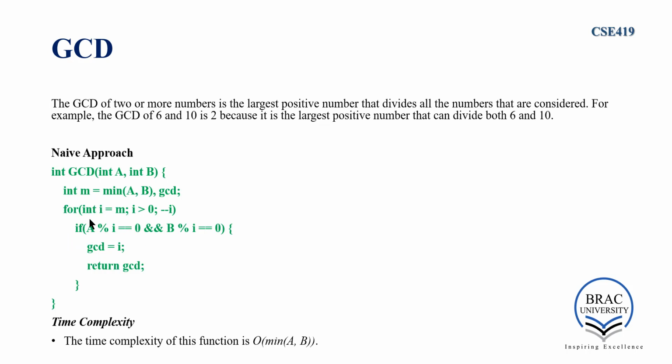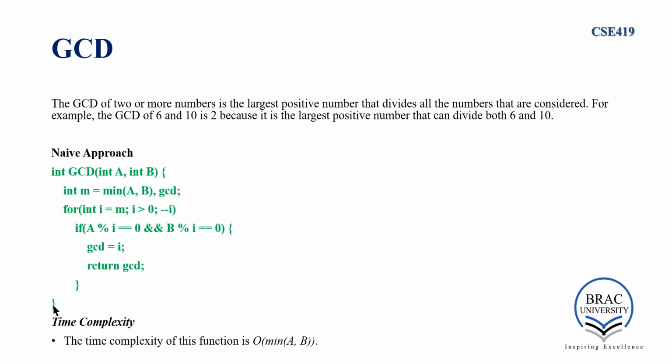Then you just check if you can divide A and B without any remainder. So that will be the common divisor for both A and B, right? So you just need to check this one, and if it is true, then I is the GCD value of your A and B. So I will just write GCD equal I and return GCD. Otherwise, I will iterate one by one, and finally, if none of the numbers match this condition, 1 will be there because every number is divisible by 1, right? So 1 will be the last GCD of these two numbers.